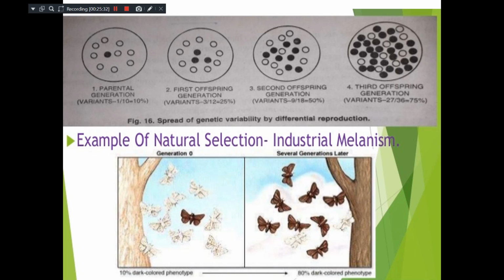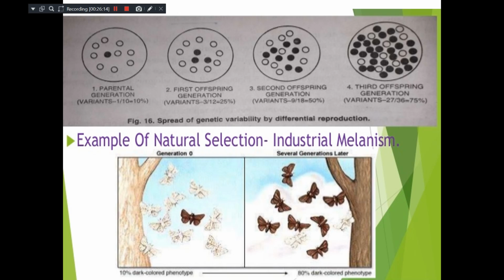After the start of this Industrial Revolution, it was observed that the grey colored pepper moths' population decreased, whereas the black colored, dark colored pepper moths' population increased. In the first parental generation, it was 10%, and in the third offspring generation, black pepper moths or dark pepper moths were 75%. Why was it so?